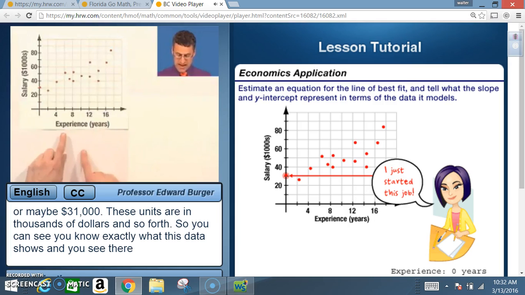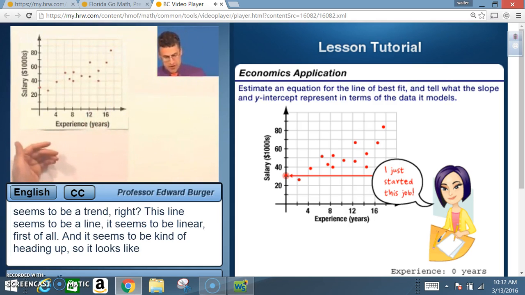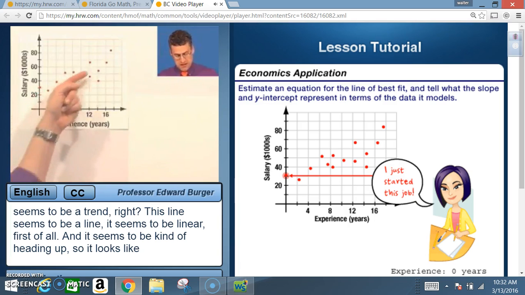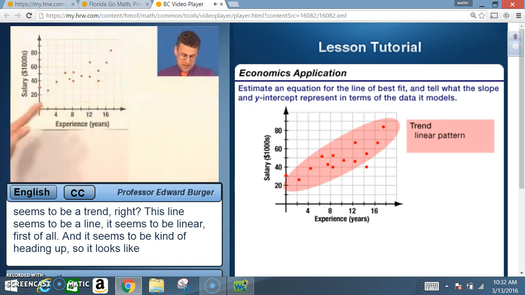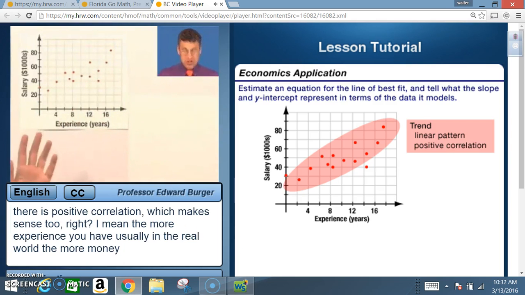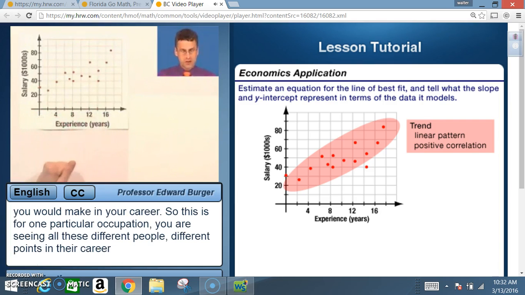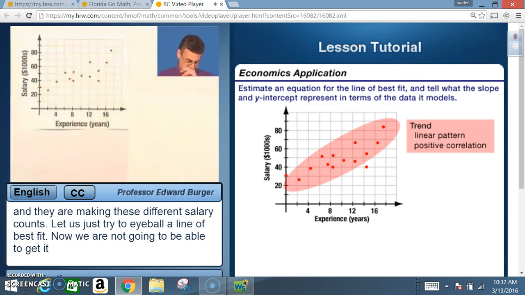So you can see exactly what this data shows, and you can see there seems to be a trend, right? This seems to be linear first of all, and it seems to be kind of heading up. So it looks like there's positive correlation, which makes sense too, right? I mean, the more experience you have, usually in the real world, the more money you would make in your career. So this is for one particular occupation. You're seeing all these different people, at different points in their career, and they're making these different salary amounts.